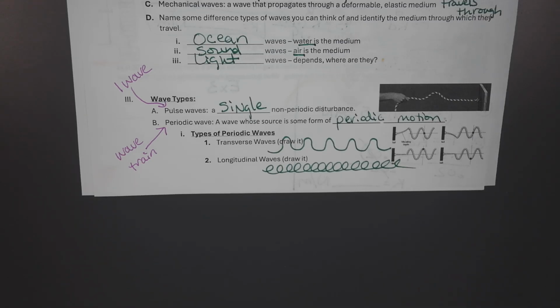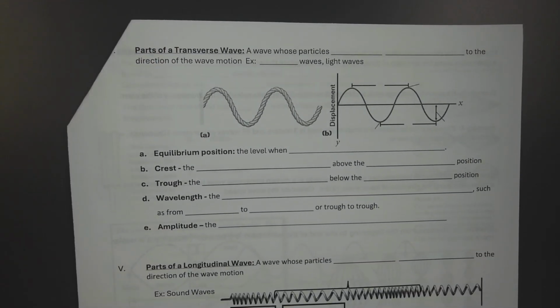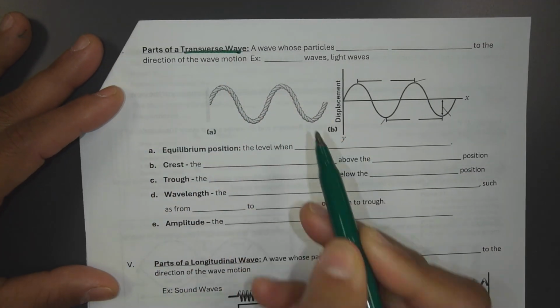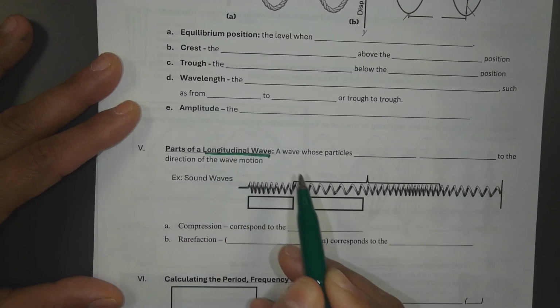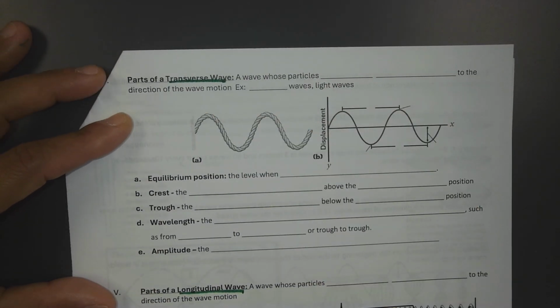Okay? A pulse is a single wave. A periodic wave is what we call a wave train that has a lot of energy to keep giving it, so that way we have more waves. The next portion here says that we've got what we call a transverse wave, which looks like this, or we have longitudinal waves that look like this. Now, they both have different parts.